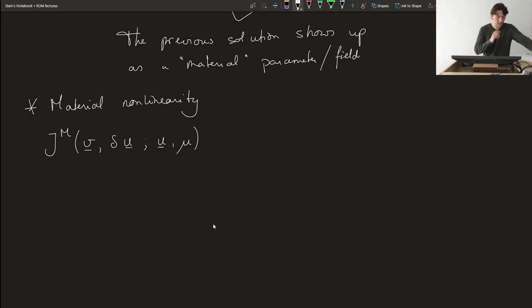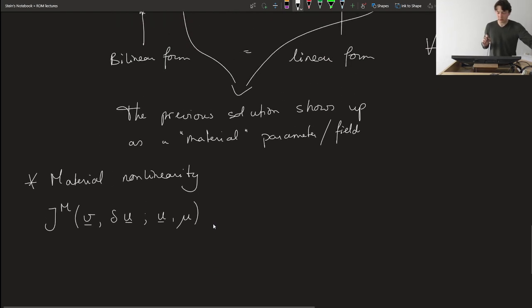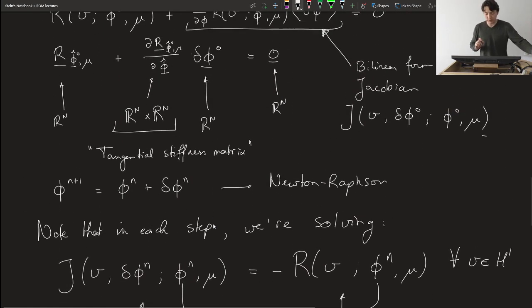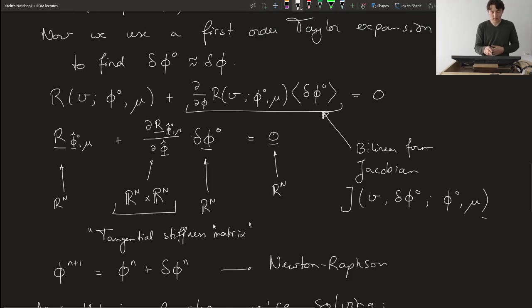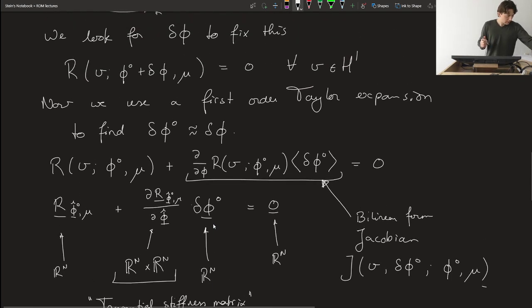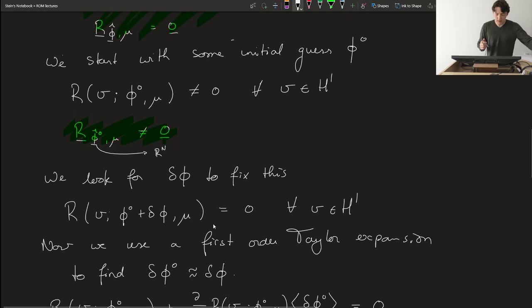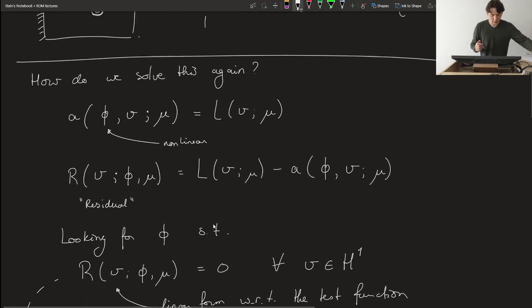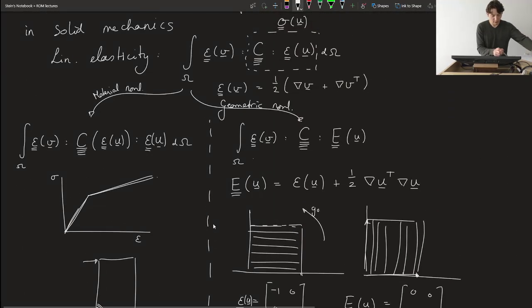What is this guy? So we've been saying, or I just said, that this is this funny partial derivative of the residual with respect to our field, evaluated in a certain direction. This is a directional derivative. And our equation, I'll also copy that one over. Our equation that we're dealing with was this one for material nonlinearity.